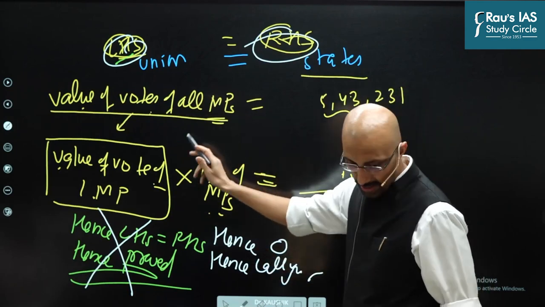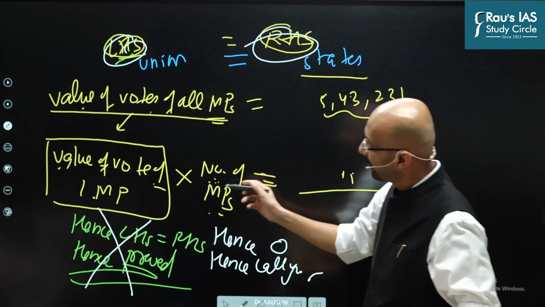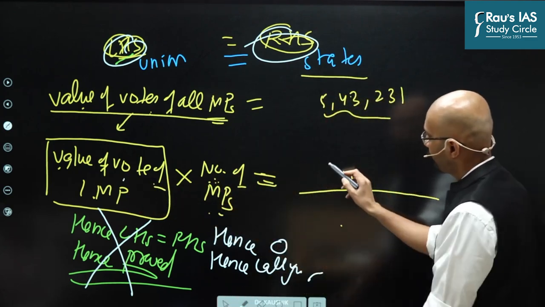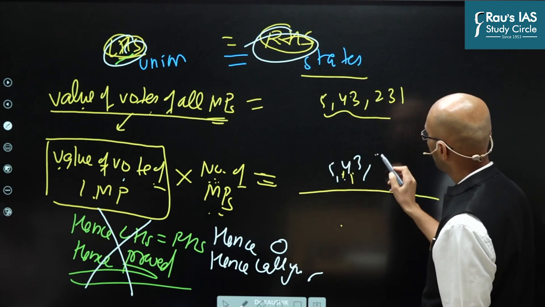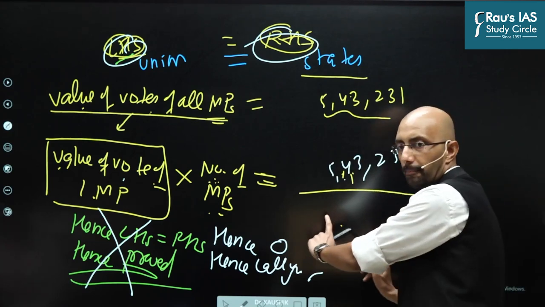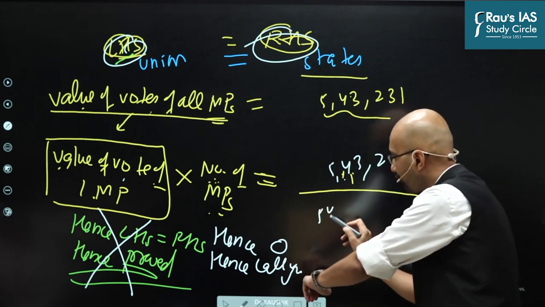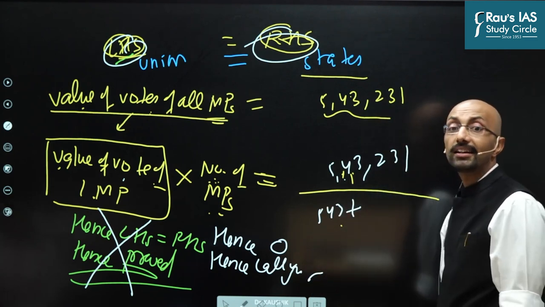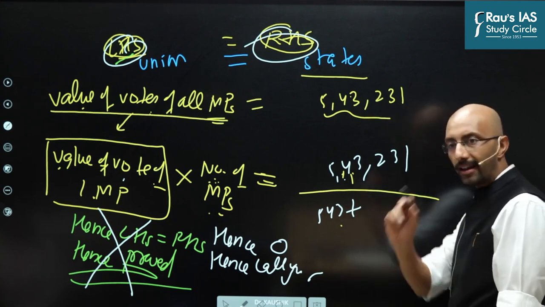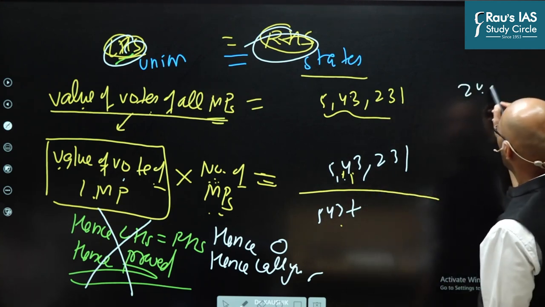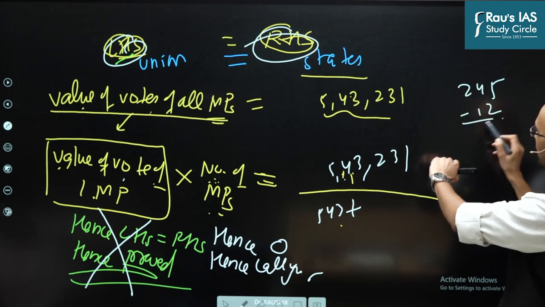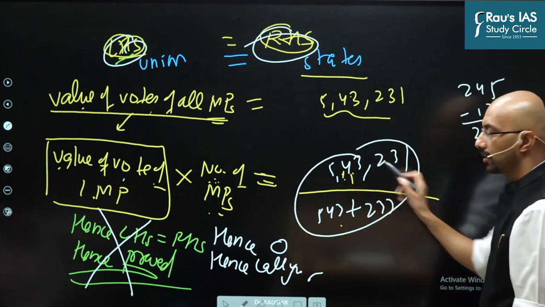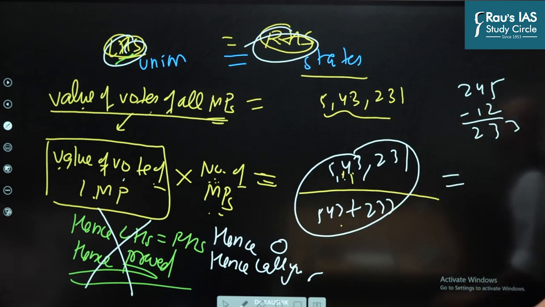So if I do this exercise, then simple exercise, let's do it. We just have to find out. This we already know. So 5,43,231. And how many are the elected MPs? 5,43 plus Rajya Sabha elected MPs. 245 minus 12. 245 are total MPs minus 12. How much? 233. So I will write here 233. This is equal to 700.